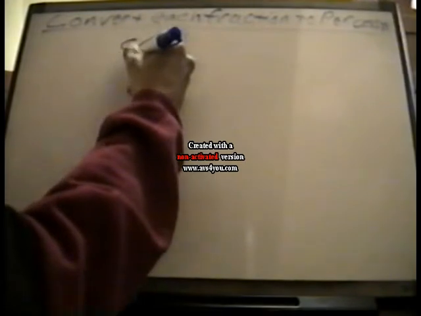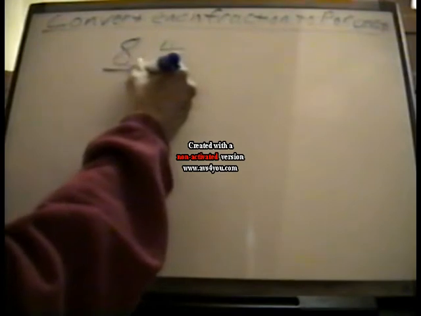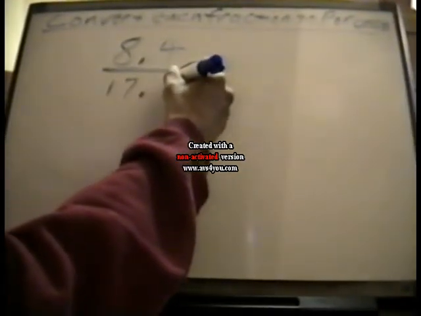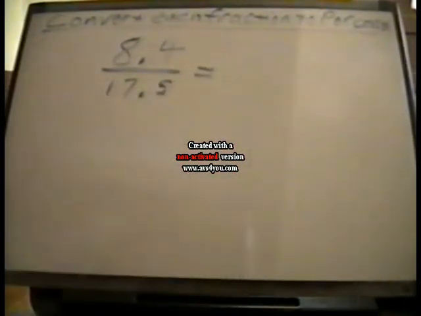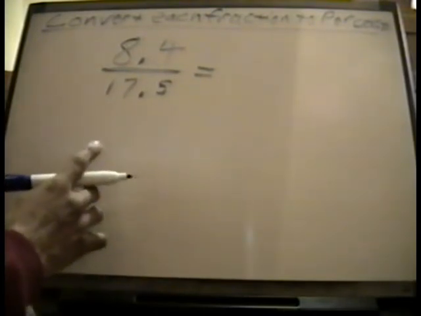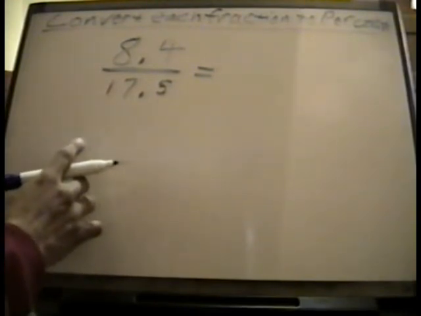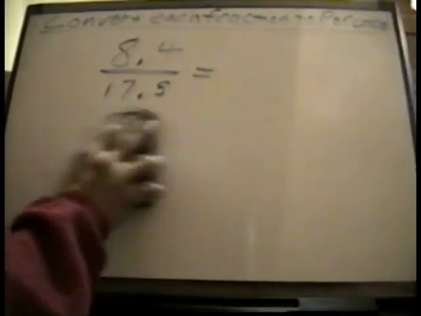Now, before we move on to the next section, I want to deal with an instance where we have a decimal fraction, such as a decimal divided by a decimal, and we want to turn that into a percent. So what's the percent? How you deal with this is like I showed you on the division video.